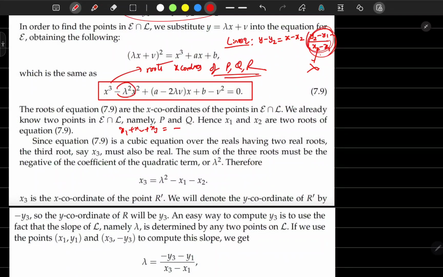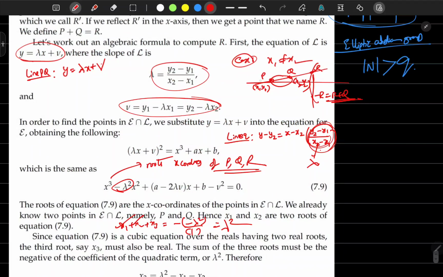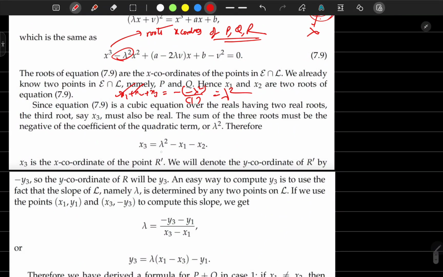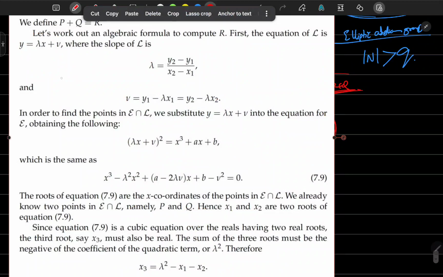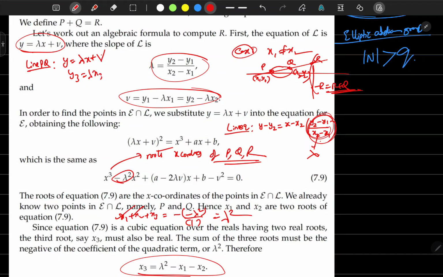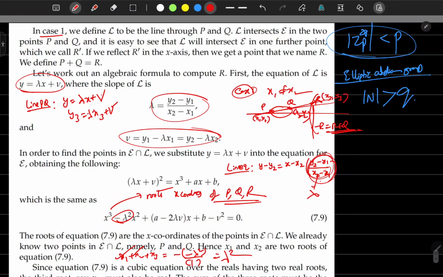b by a. So b means the coefficient of the square term, so minus of minus lambda square divided by 1, so it will be lambda square. Since we know x1 and x2, because they have given the points p comma q, x3 you will find like this. Once you get x3, then from this line equation just substitute here, y3 equals lambda x3 plus v. I am substituting x3, y3, let's say x3, y3 means r, because r is also a point on the line, so I can substitute happily. From this x3 I know, lambda I know, v I know, so just find y3. So finally you got the r value.